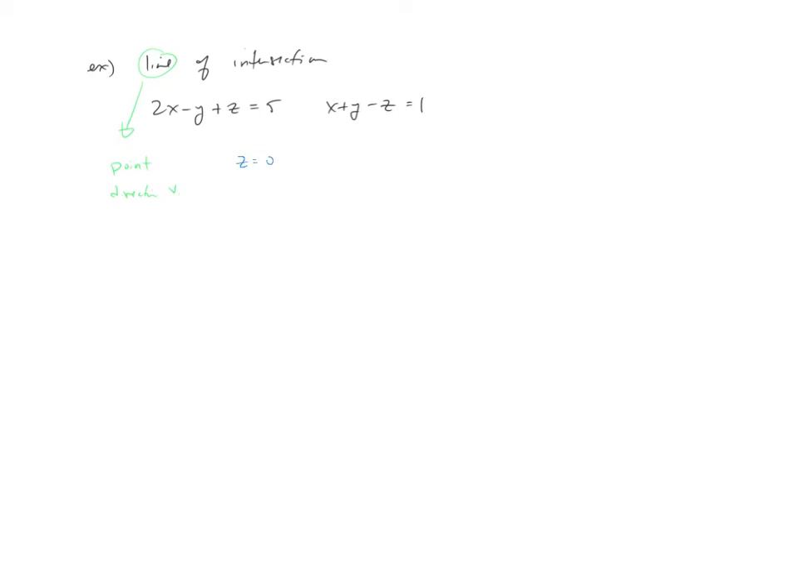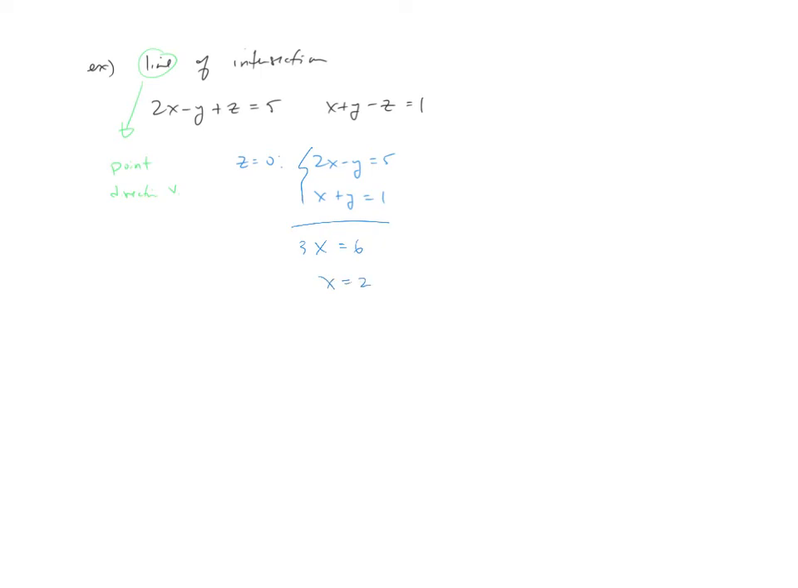We'll let z equal 0. And if I do that, that gives me 2x minus y equals 5 and x plus y equals 1. So again, all I've done there is let my z equal 0. So 2x minus y equals 5, x plus y equals 1. Now I've got a system of equations that I could solve very quickly. And again, when I say quickly, it's set up nicely. That's going to just give us 3x equals 6 and x equals 2.